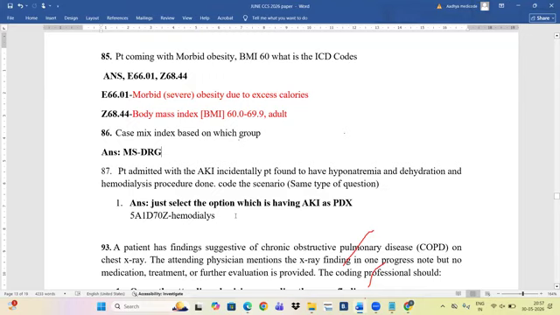Case mix index was related to which group? DRG value related group. MS-DRG or DRG, same. MS means Medicare severity diagnostic related group.